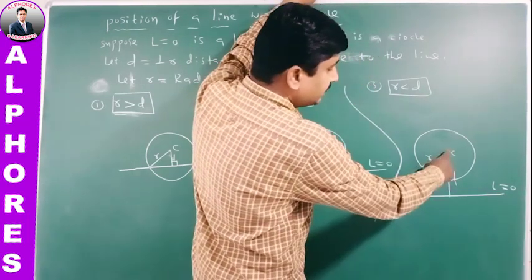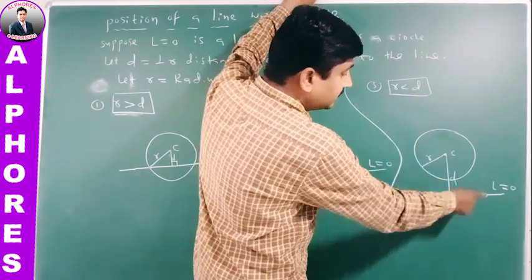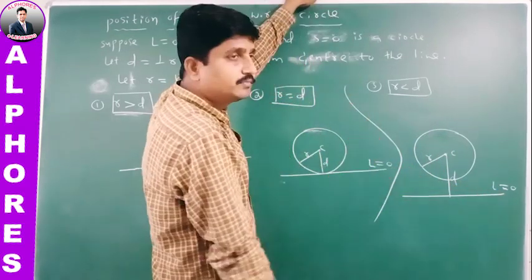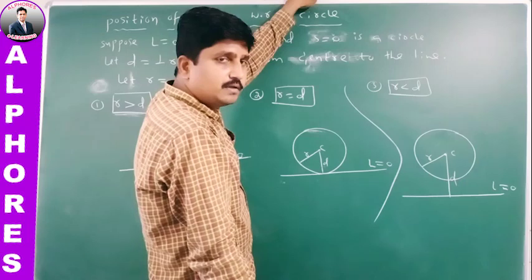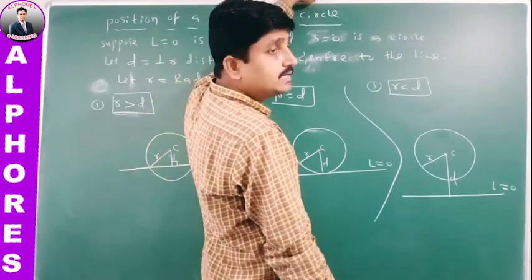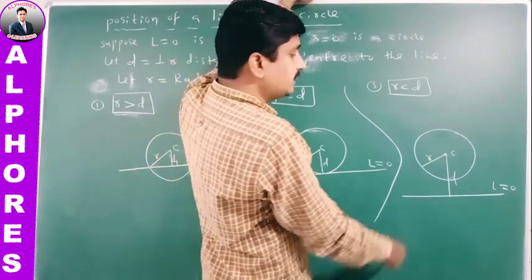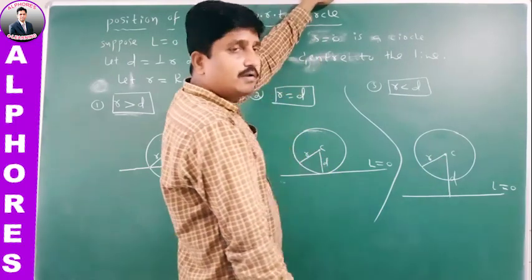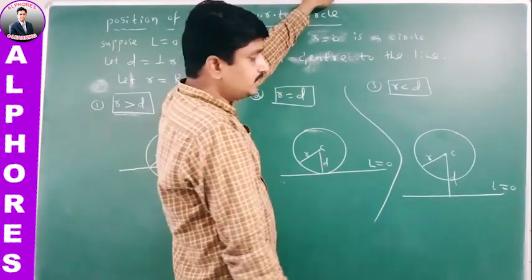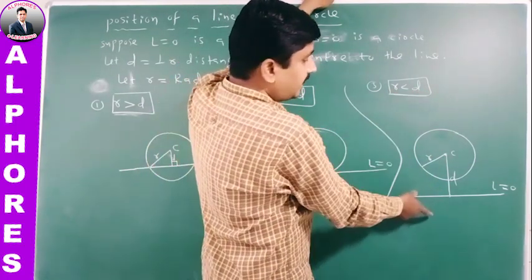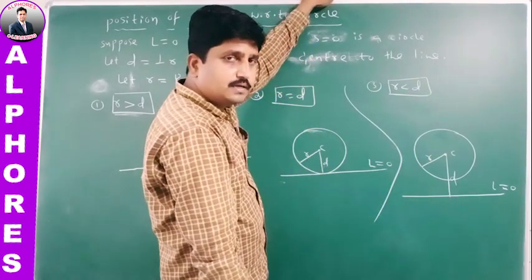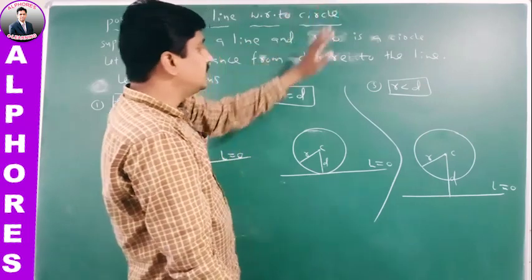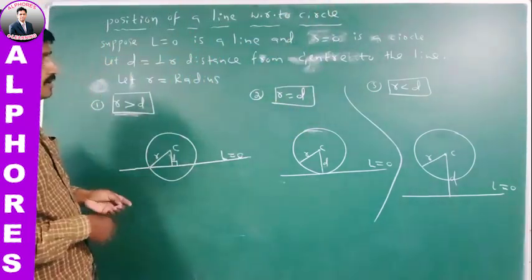If r is less than d, then the line L equal to 0 does not meet the circle and does not touch the circle. Here it neither touches nor intersects the circle. Okay, these conditions are very important.